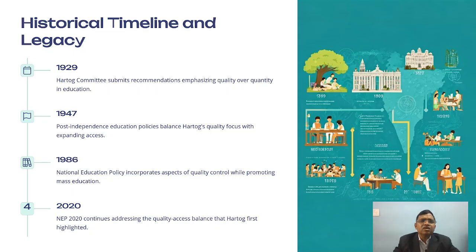Then the historical timeline and legacy. In 1929, the Hartog committee submitted a recommendation emphasizing quality over quantity in education. So they focused more on quality education rather than quantity. Post-independence education policies balanced Hartog's quality focus with expanding access. In 1986, the National Education Policy incorporated aspects of quality control over promoting mass education, also promoting the Hartog committee recommendations. And NEP 2020 continues addressing the quality-access balance that Hartog first highlighted. So still it is relevant.